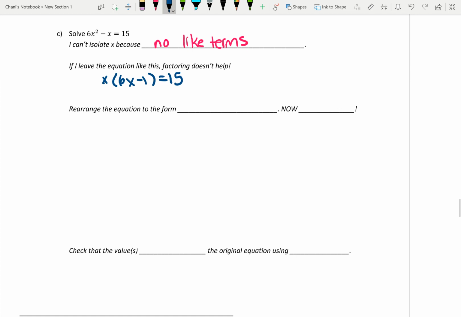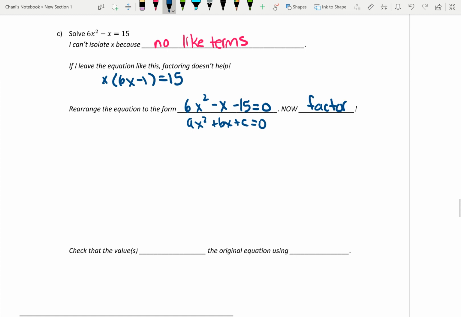So what we want to do is rearrange it into the form 6x squared minus x minus 15 equals 0. So what I have here is an ax squared plus bx plus c equals 0. Now, because we have a quadratic equation that is equal to 0, factoring helps us. Because when we factor, we know one of the factors will have to equal 0.